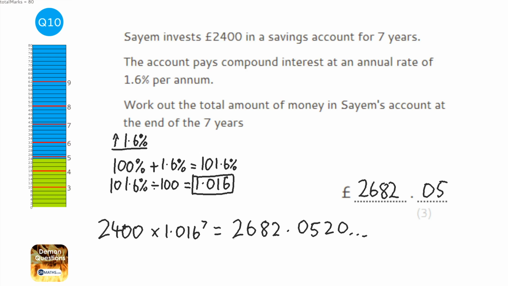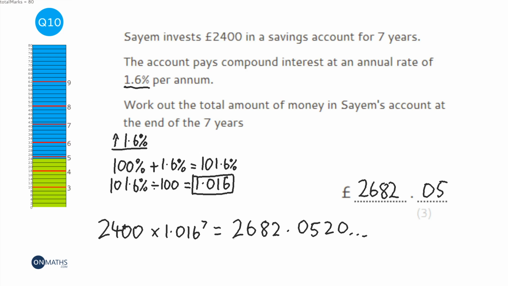Now the last step is really just to check that that makes sense. Well, we're in a savings account for 7 years, we've put in £2,400 and we've got out after 7 years 2,682 roughly, so 2,600. So we've made £200. Now the interest rate, the 1.6%, is quite a low interest rate, so we wouldn't expect very much money. So about £200 is about right.